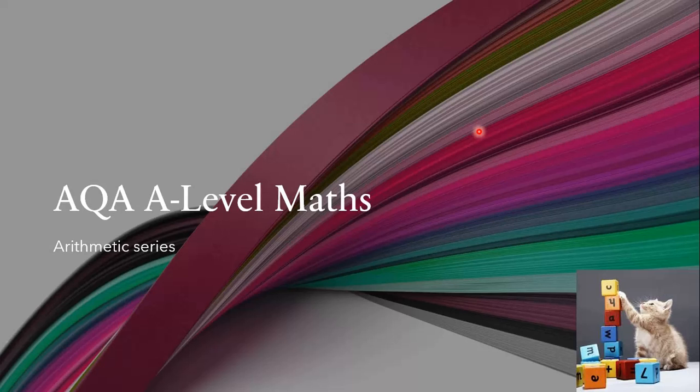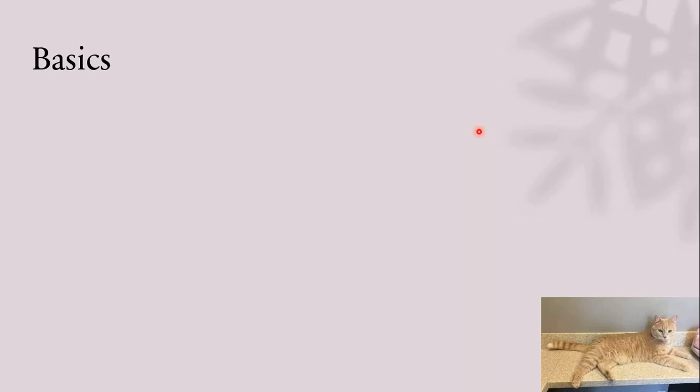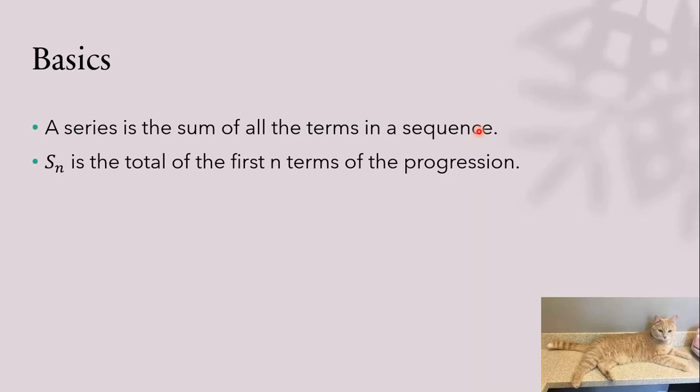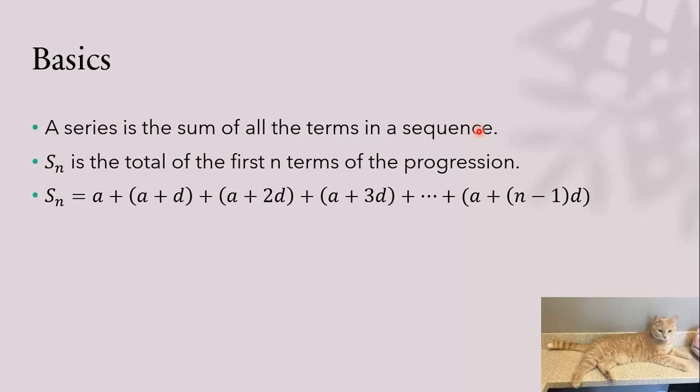So today we're going to be going over Arithmetic Series for AQA A-Level Maths. So we go over the basics first. A series is the sum of all the terms in a sequence. S of n is the total of the first n terms of the progression.